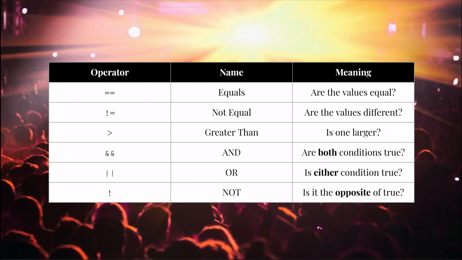Greater than obviously means greater than, and it's perfect for comparing numbers. It's important to note you can also use different operators like less than, greater than or equal to, less than or equal to in a similar fashion.